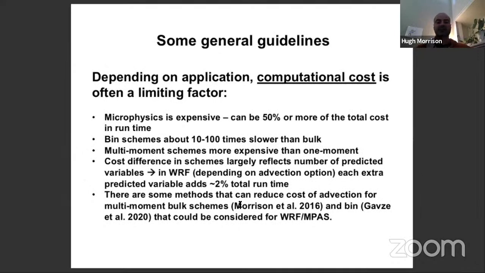So some general guidelines, depending on application: computational cost is often a limiting factor. In general, microphysics is expensive. It can easily be 50% or more of the total cost and runtime. I mentioned bin schemes being slower. Very roughly speaking, they can often be about 1 to 2 orders of magnitude slower than bulk schemes.